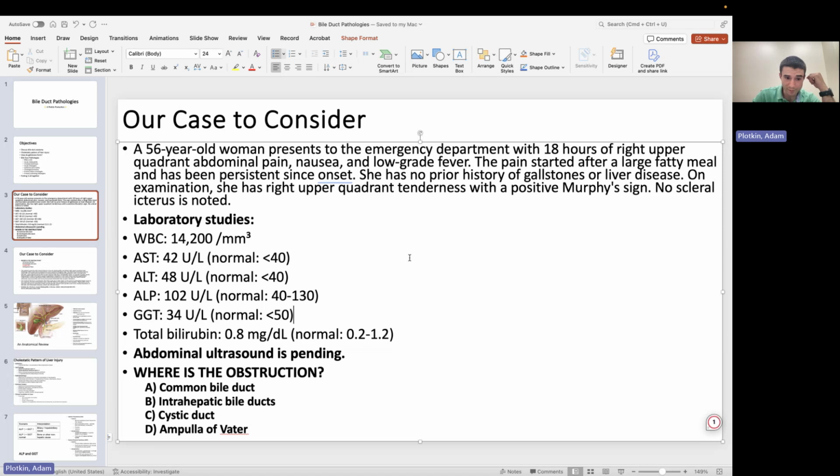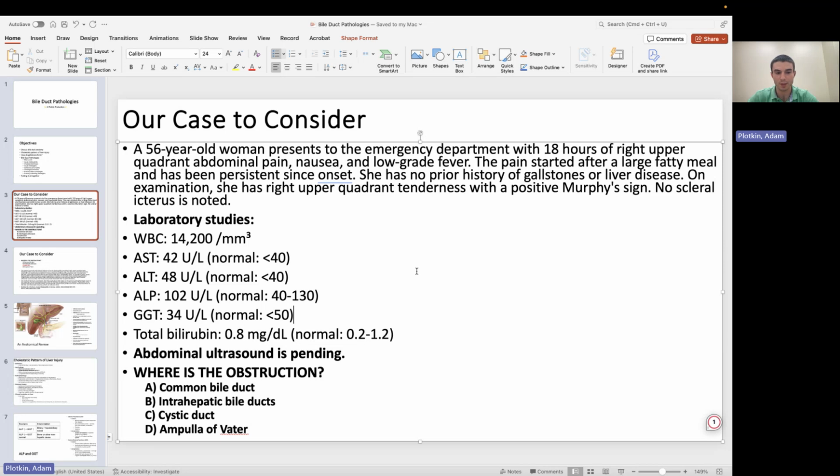So we have a 56-year-old woman presents to the ED with 18 hours of right upper quadrant pain. She has nausea and low-grade fever. The pain started after a large fatty meal and has been persistent since onset. She has no prior history of gallstones or liver disease. On exam, she has right upper quadrant tenderness with a positive Murphy sign. No scleral icterus is noted.